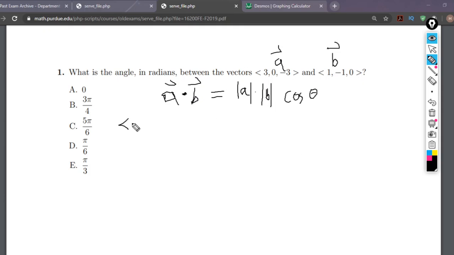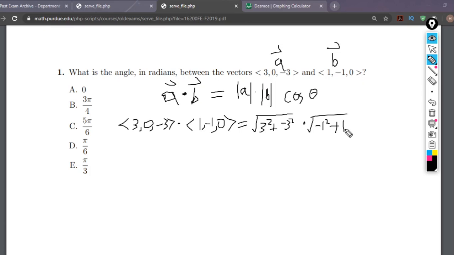So here we get 3, 0, -3 dot 1, -1, 0, which will equal the magnitude, which would be the square root of 3 squared plus 0 squared plus -3 squared, times the square root of -1 squared plus 1 squared, times the cosine of the angle in between. And then the dot product: the first times the first and so on, the sum of each component. So it will be 3 plus 0 plus 0, so it would be 3 on this side.